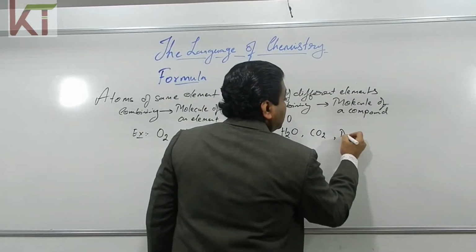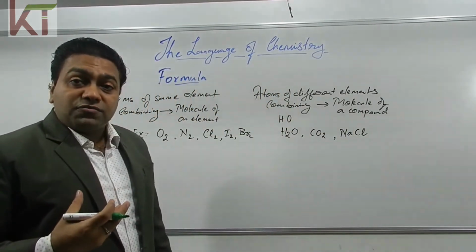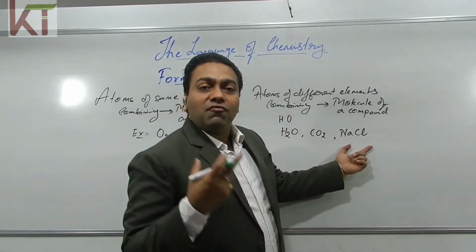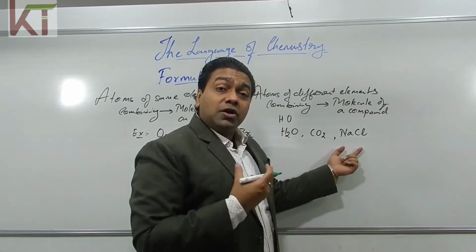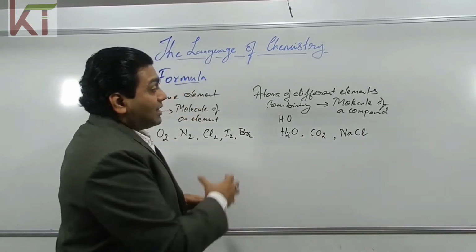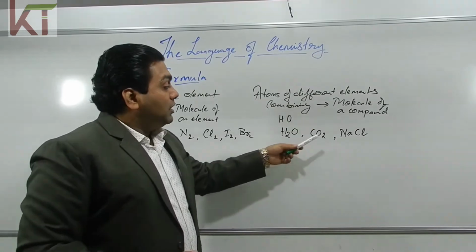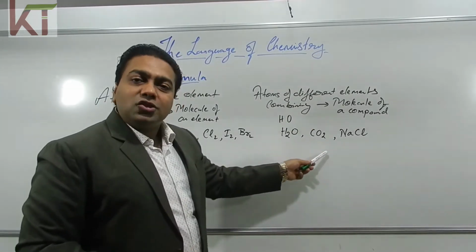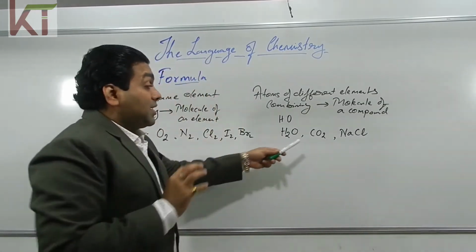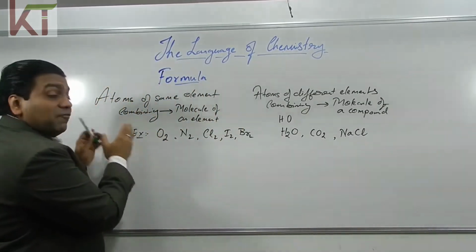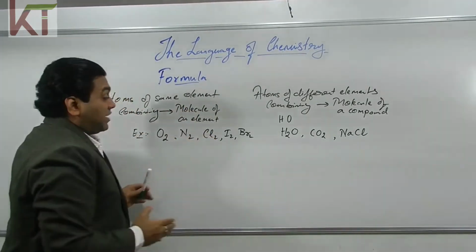I take sodium chloride, common salt. When sodium chloride is formed, it is formed by the combination of one atom of sodium and one atom of chlorine, that gives you sodium chloride. So you see, when atoms of different elements combine together, they form a molecule of a compound. Such a formula is called a molecular formula or a chemical formula, but of a compound. Here, when atoms of the same element are combining together, they form a molecule of an element.